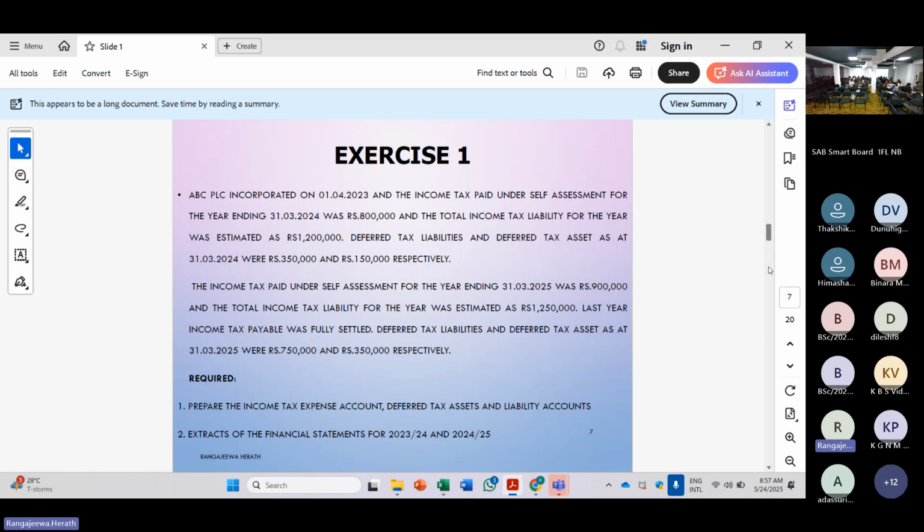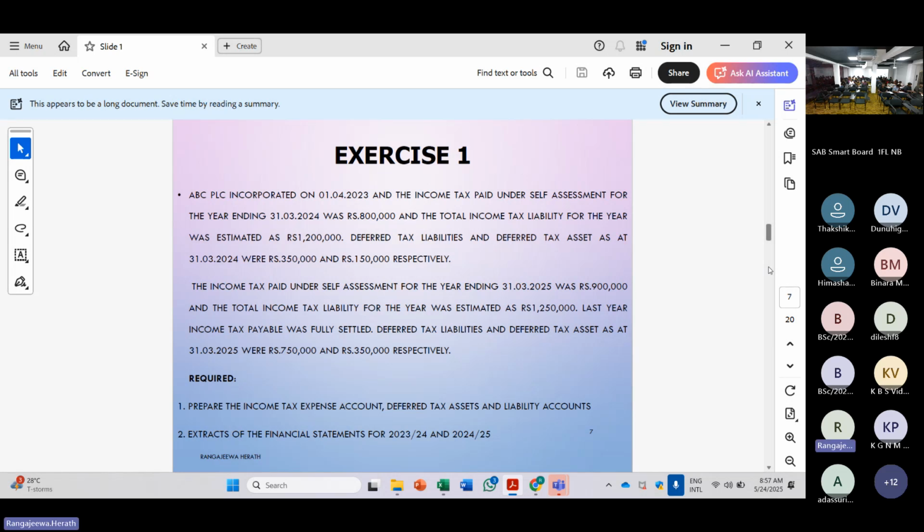So we take a newly incorporated business, right? ABC incorporated on 1st April 2023. So we don't have prior tax, deferred tax liability or asset, newly incorporated. And income tax paid under self-assessment for the year ending 31st March 2024, 800,000. පළවෙනි අවුරුද්දේ self-assessment වලට ගෙවලා තියෙනවා 800,000.